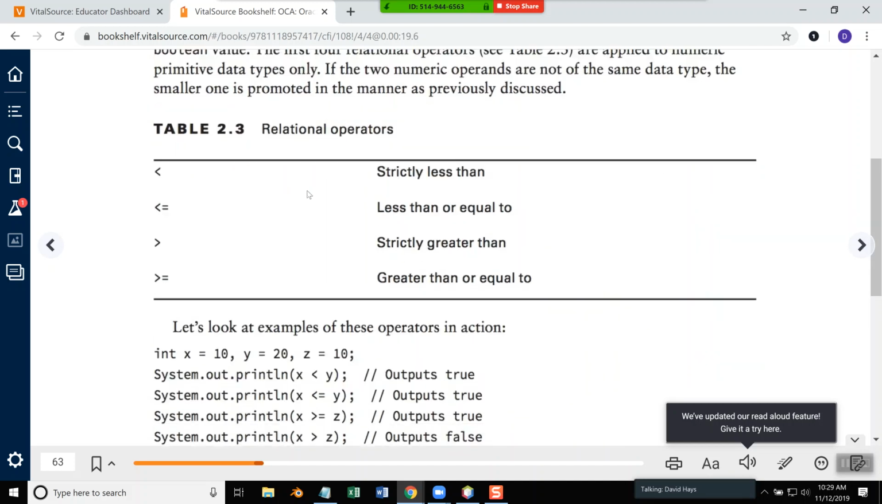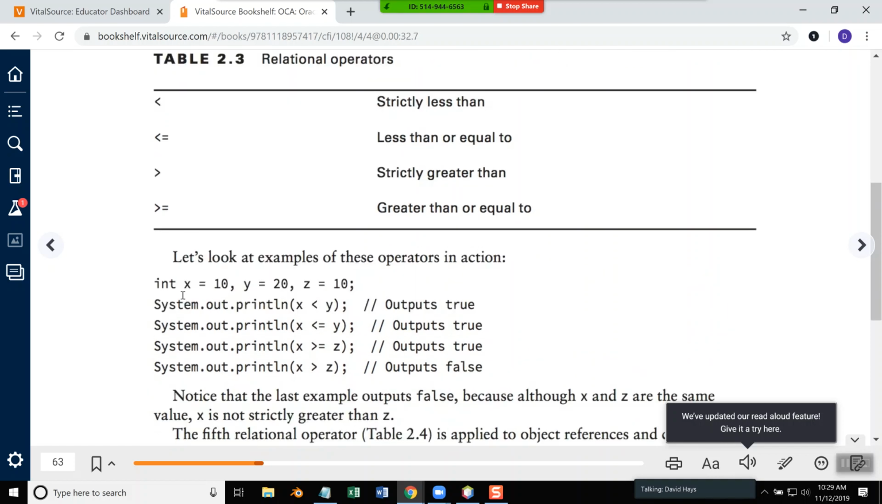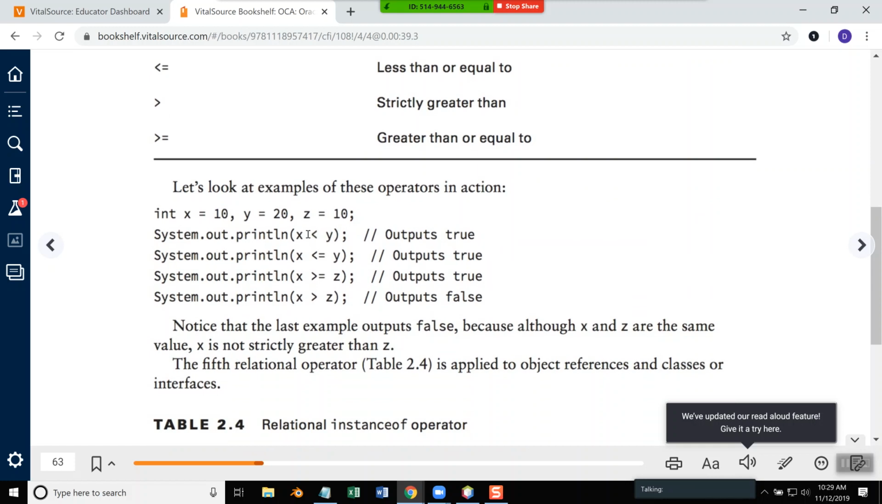Okay, relational operators: less than, less than or equal to, greater than, greater than or equal to. X and y. 10 is less than 20, so that's true. 10 is less than or equal to 20, so that's true. X is greater than or equal to z. X is 10, that's true. X is greater than z, which is false because 10 is not greater than 10.